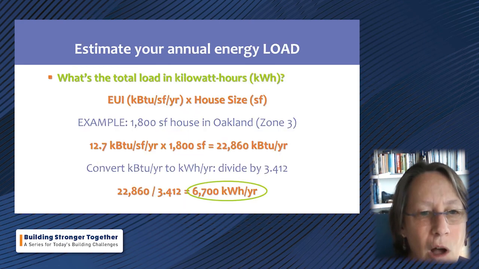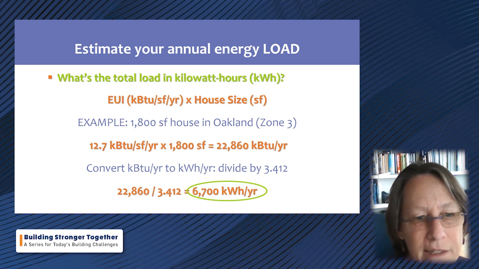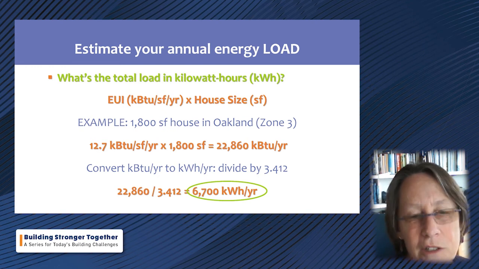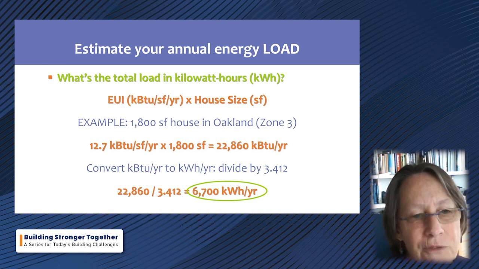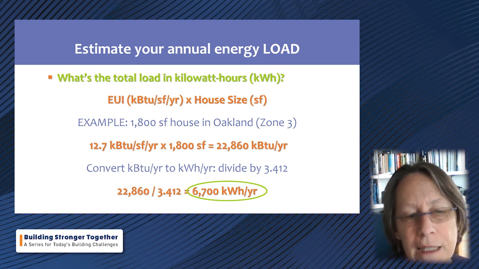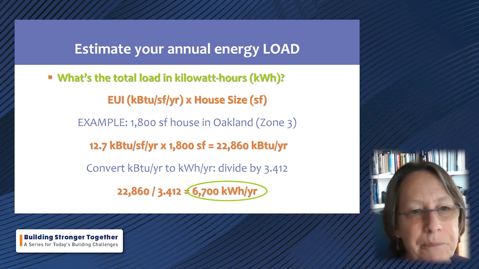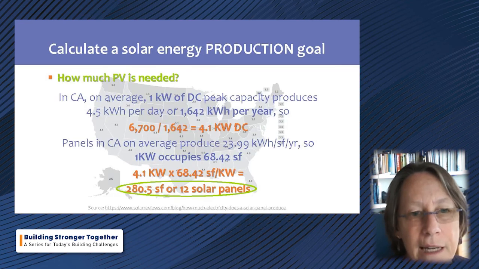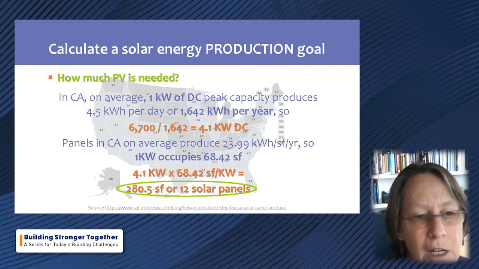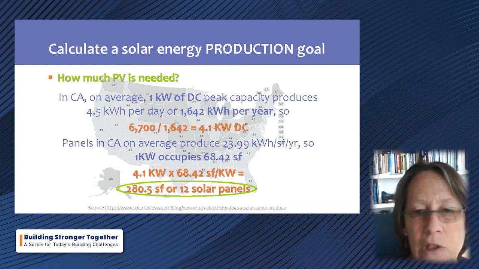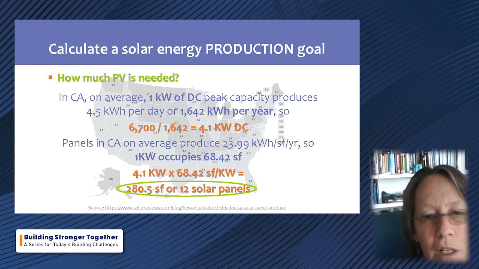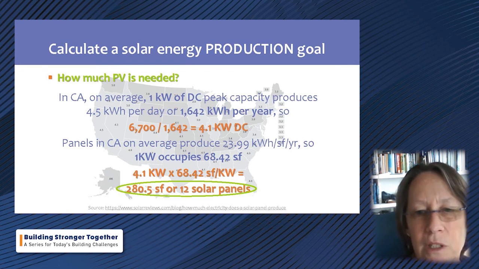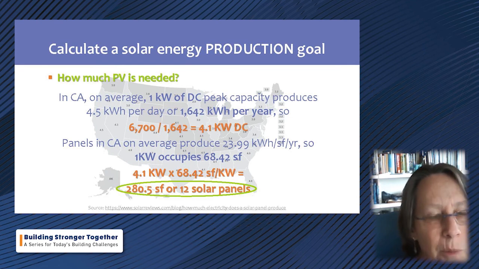We use our EUI multiplied by house size. That gives us a total kBTU per year. And then we divide by 3.412 to get kilowatt hours per year. From that, we can get a solar production goal. And again, I've given a lookup here, a simple place where you can find out how much solar energy a panel is going to produce in your part of the world.